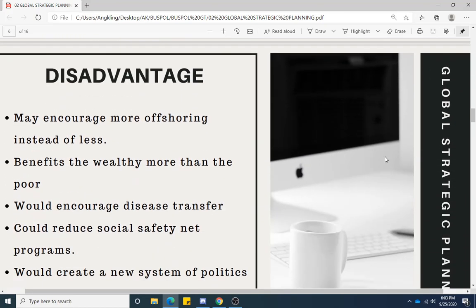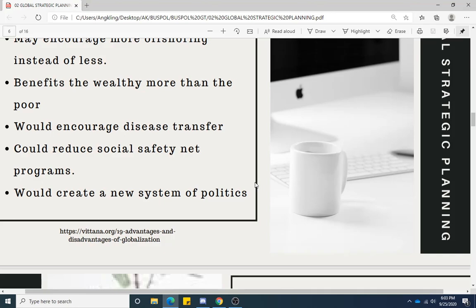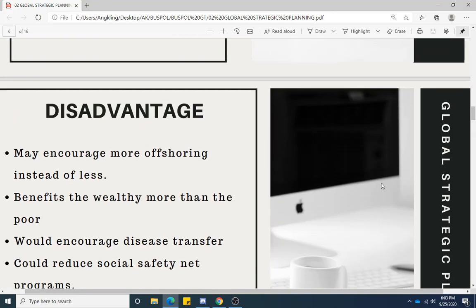Of course, the disadvantages of entering global too early include offshoring, which could benefit more wealthy people than the poor. It would encourage disease transfer because, of course, you go international. It could also reduce social safety net programs and it will create a new system of politics.